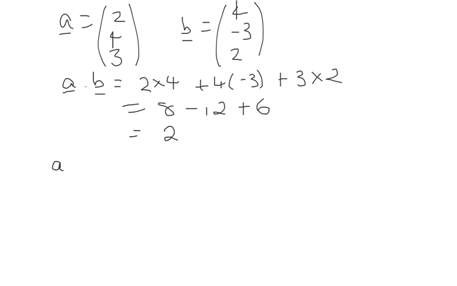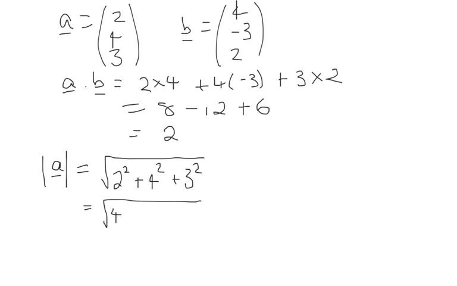Next stage, work out the magnitude of each vector. Magnitude of A is the square root of all the components squared. 2 squared plus 4 squared plus 3 squared. Step by step, working this out: 4, 16 and 9 is the square root of 29. You can just leave it as the square root of 29, no need to work out the decimal.